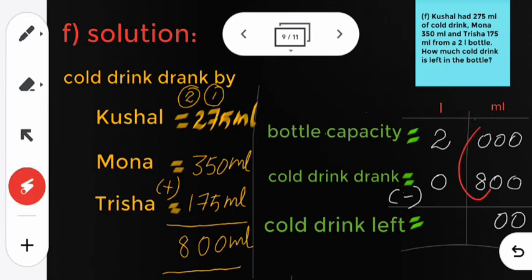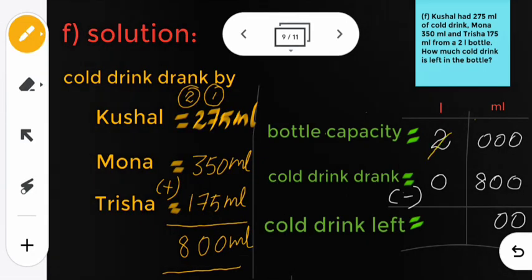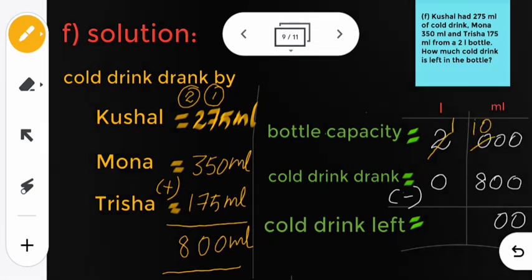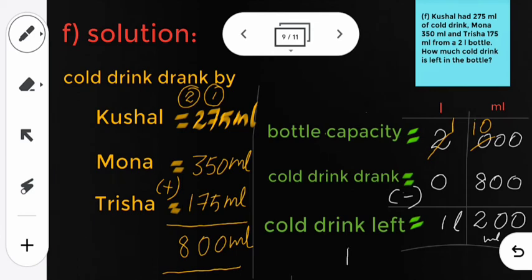Next we have 0 minus 8, you cannot minus, so you will borrow from here. If you give from here, 1 will remain, and that 1 comes here, it will now be 10. Okay, now you have 10 minus 8, 2. It is 2, and here 1 minus 0, 1. So the remaining cold drink is 1 liter 200 milliliter. This much is remaining.